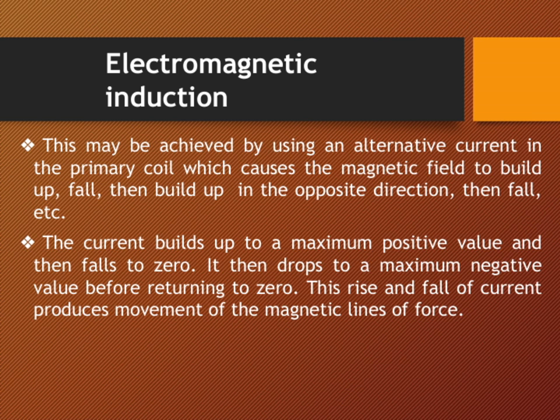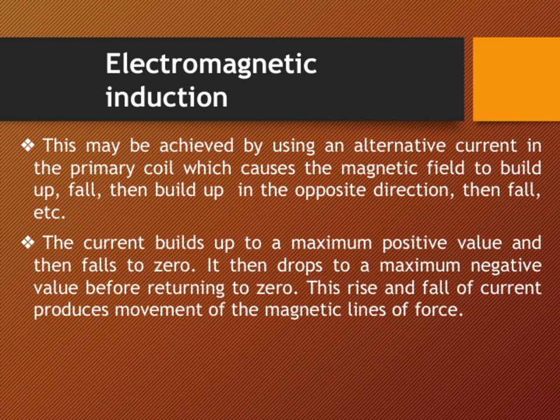Essentially, the current causes the magnetic field to build up, then fall, and then build up again in the opposite direction. This cycle continues, creating a back-and-forth movement. The current itself has a characteristic pattern. It gradually increases to a maximum positive value, then decreases to 0. Next, it drops to a maximum negative value before returning back to 0. This constant rise and fall of the current is what makes the magnetic lines of force move.